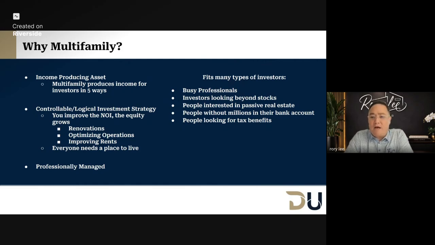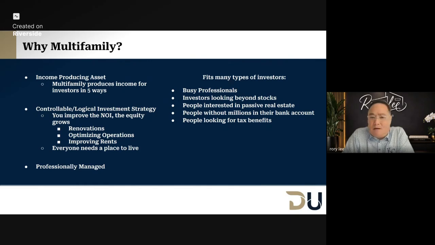Although you may have 30 apartments in one building, the apartments are typically still pretty uniform, so it simplifies everything. You have one roof, one sewer, one plumbing line, one electrical line. So it makes it much more simple for busy professionals to manage.